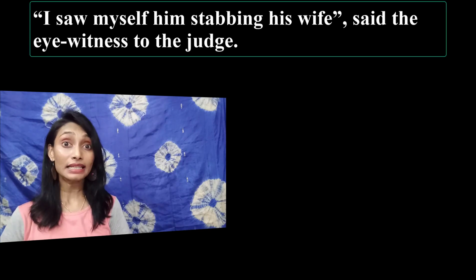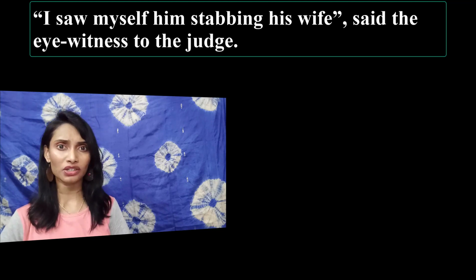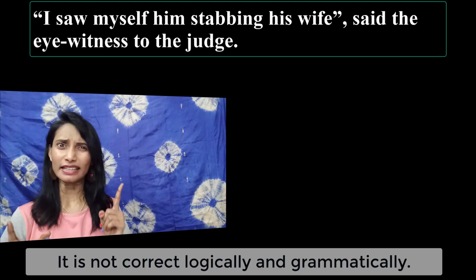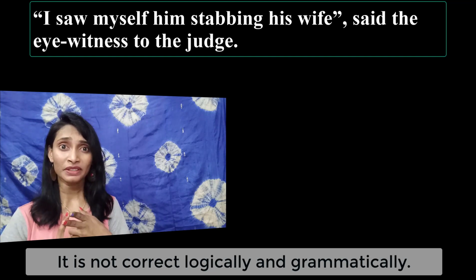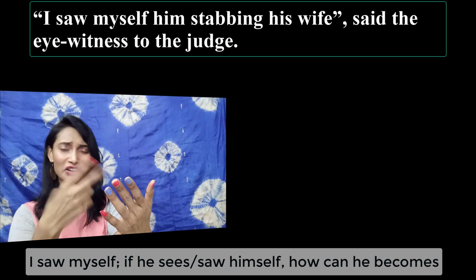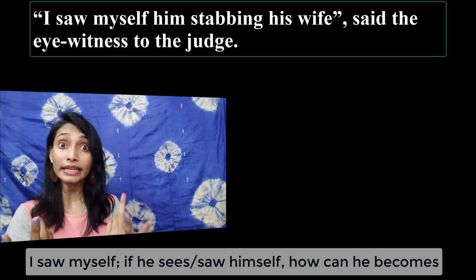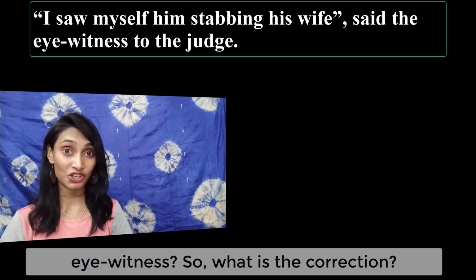I saw myself him stabbing his wife, said the eyewitness to the judge. It is not correct logically and grammatically. I saw myself. If he sees himself or if he saw himself, how can he become an eyewitness? So, what is the correct one?